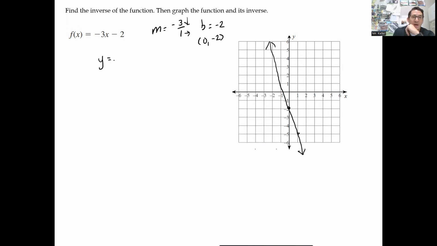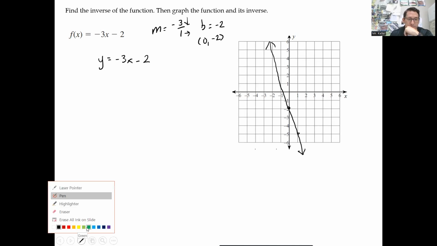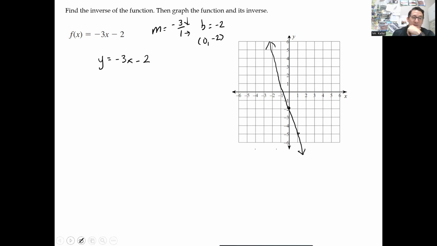All right, here we go. I'm going to change the f of x to a y. We get y equals negative 3x minus 2. I'm going to solve for x now. Okay, well, add 2. We get y plus 2 is equal to negative 3x.